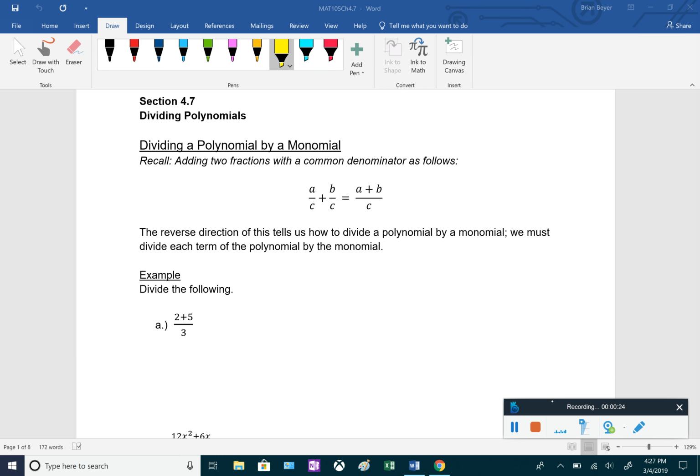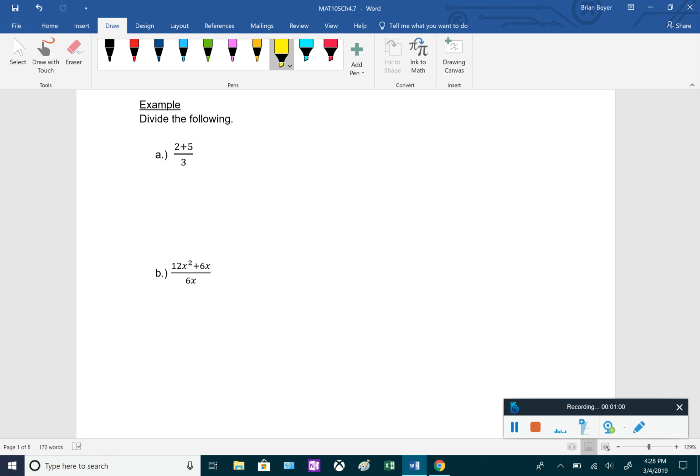To do this, we're going to recall how to add and subtract fractions. When we're adding fractions with common denominators, we just add or subtract those numerators and put it over that common denominator. We're going to think of this in the reverse direction, and it'll tell us how we're going to be dividing a polynomial by a monomial. We're going to start with multiple terms in the numerator, all divided by a monomial. We're going to split up the fraction and give each term in the numerator its own denominator, which is the monomial. So let's see examples of this.